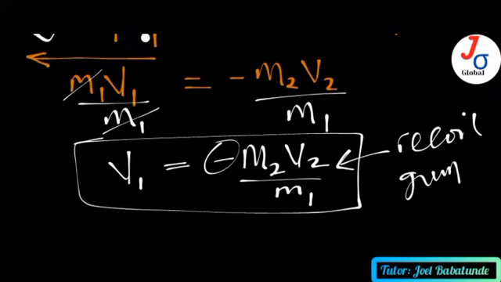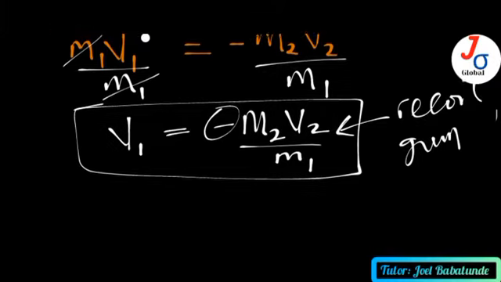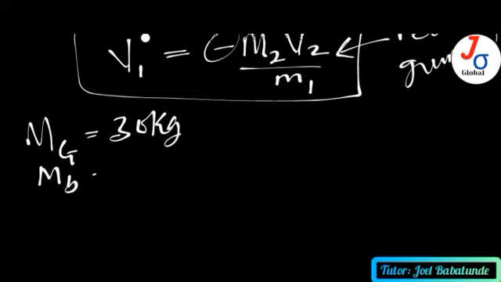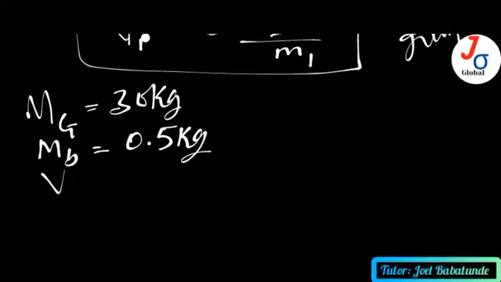So let's take an example. Let's say you have a gun with mass of gun equals 30 kg, and the mass of the bullet is about 0.5 kg, and the velocity of the bullet, the speed of the bullet, is 10 meters per second. What's the recoil of the gun?